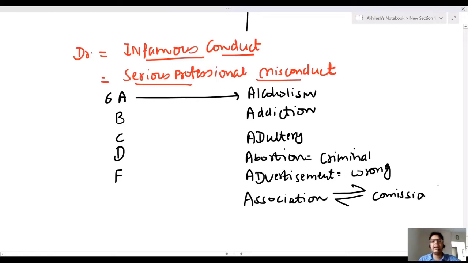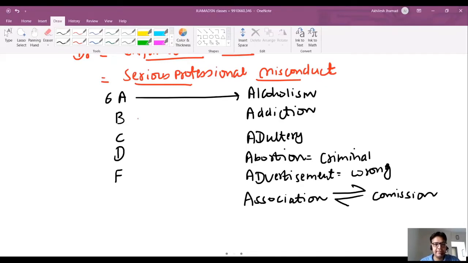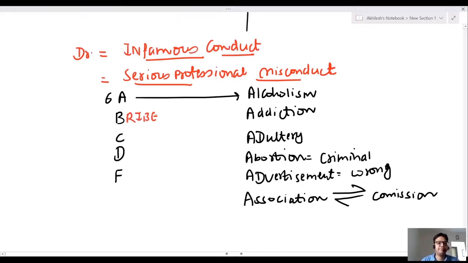So these all are infamous conduct. 6A: alcoholism, addiction, adultery, criminal abortion, advertisement, and association. What is association? Giving or taking commission. These are the 6A infamous conduct. B for bribe, if a doctor is taking a bribe. C for covering. What is covering, my dear friend? Covering means the doctor is covering for a non-medico. The doctor is taking help from a non-medico. This is known as covering. D for dichotomy.